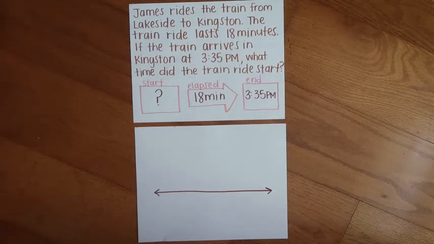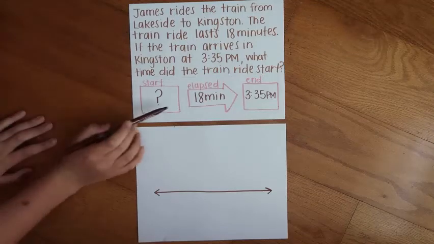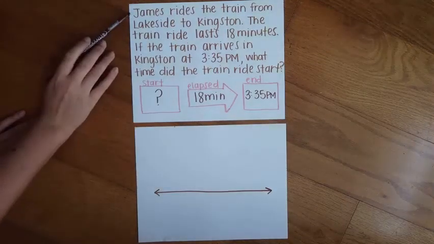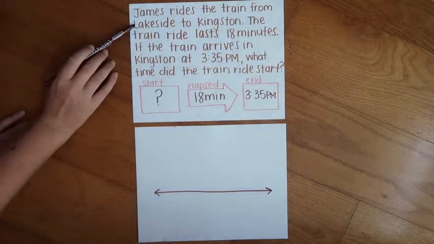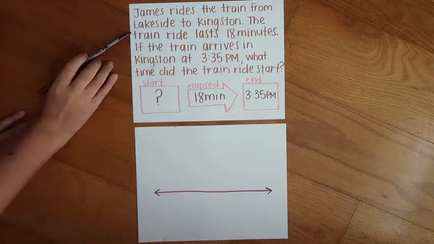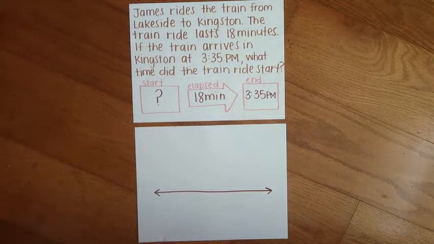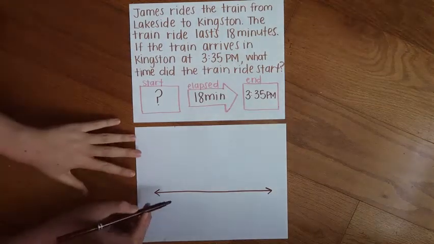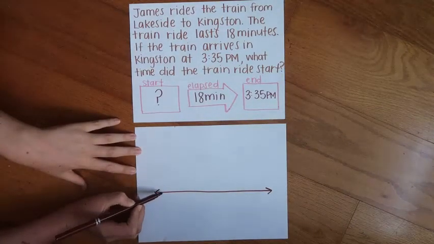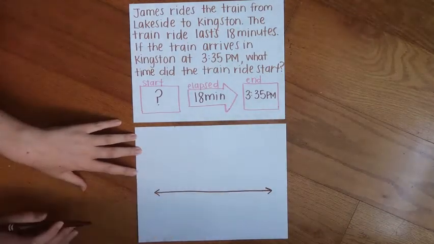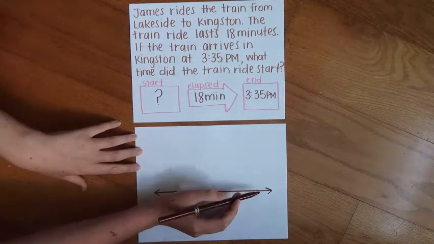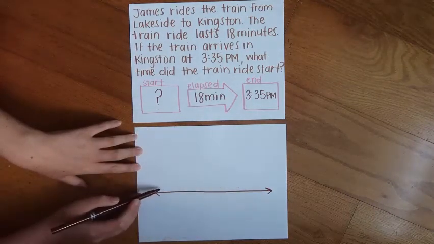All right, we are on to our final problem now. This is the problem from yesterday where we did not know the start time. James rides the train from Lakeside to Kingston. The train ride lasts 18 minutes. If the train arrives in Kingston at 3:35 p.m., what time did the train ride start? Okay, so the last 2 times we've been able to put a start time here and been able to move forward in time. This time we're going to be moving backwards in time. I don't know my start time. I have to find a way to get to it.